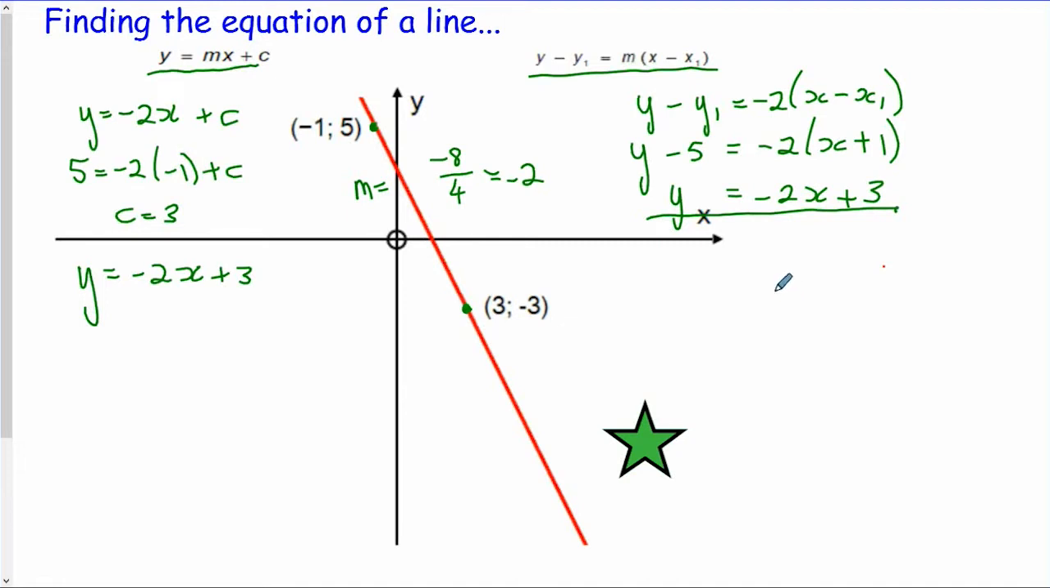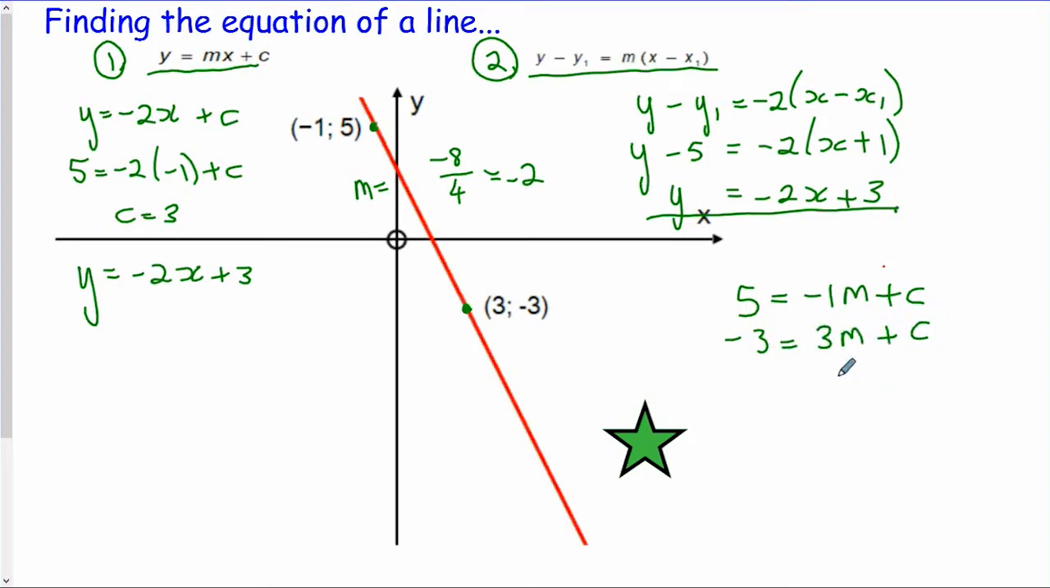So that's method 1, using that formula. Method 2, using that formula. Both of those methods require us to explicitly find the gradient. The other thing that we can do is we can just substitute both points into y equals mx plus c. So 5 equals -1 times m plus c, and -3 equals 3m plus c.